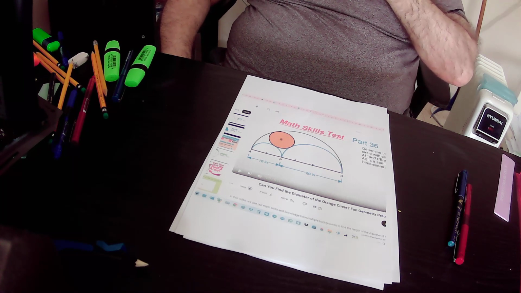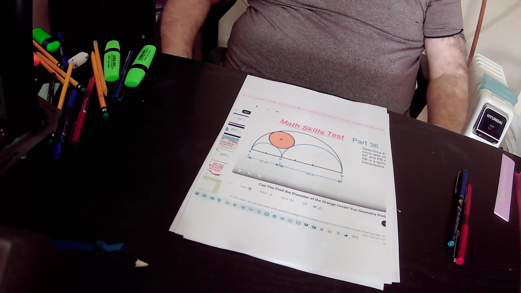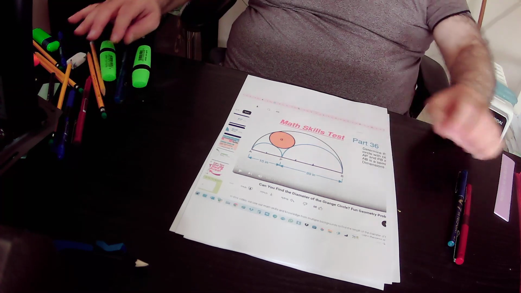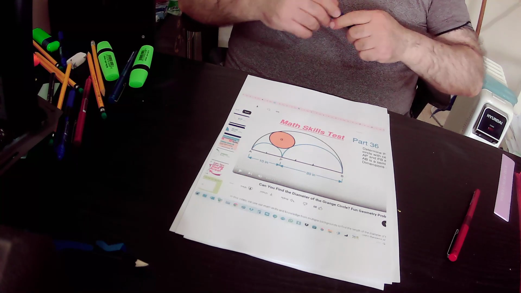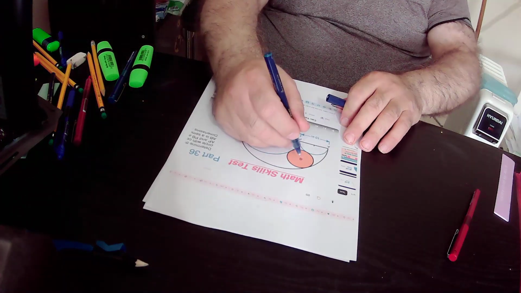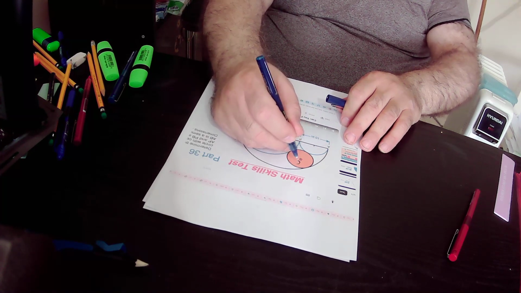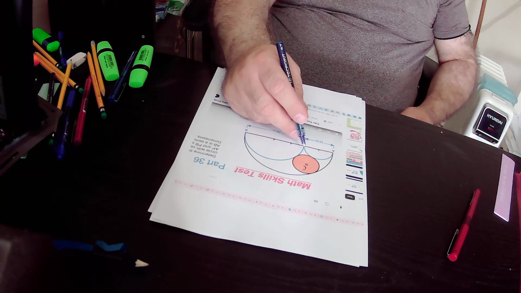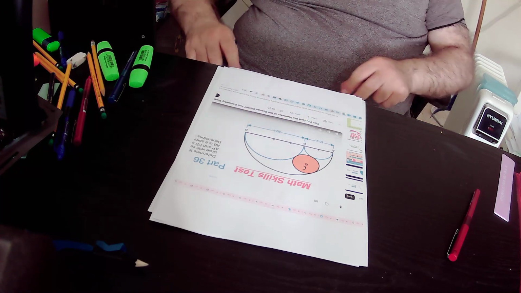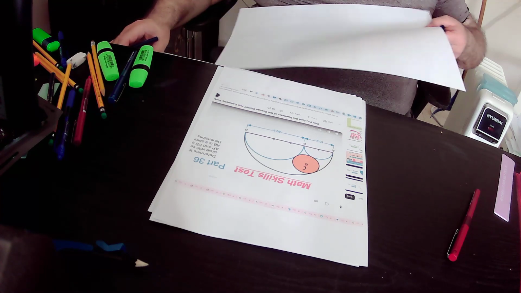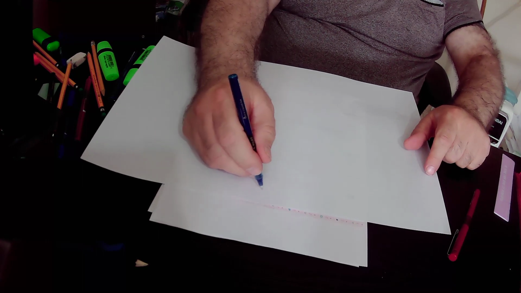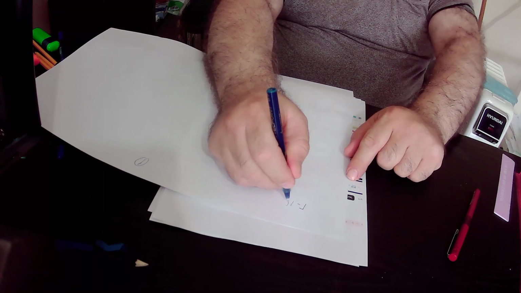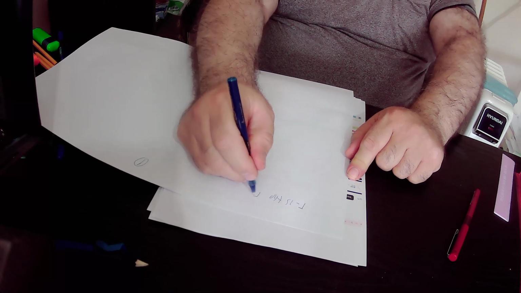Okay, so first of all we will define the center of the orange circle as point C. And we will define the radius of the orange circle as R. So I'll write it down. R is the radius of the orange circle.